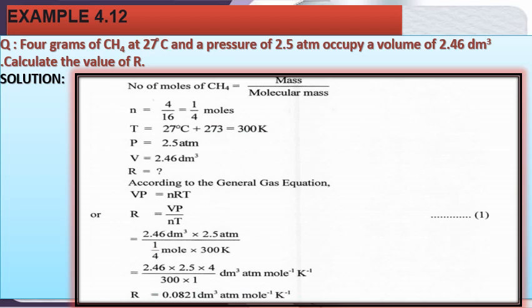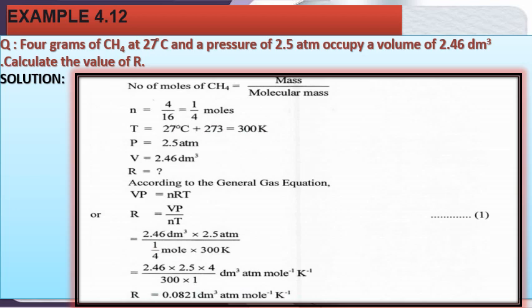The number of moles you have to calculate now, 4 grams of CH4. How to calculate the number of moles? n is equal to W by M, right? So 4 divided by 16, it will give you the moles, right? Now here you will get it.